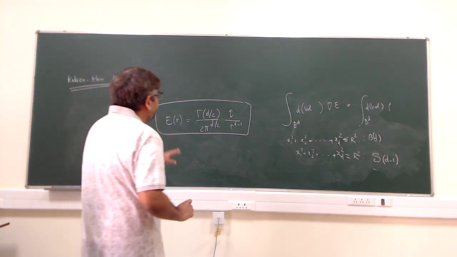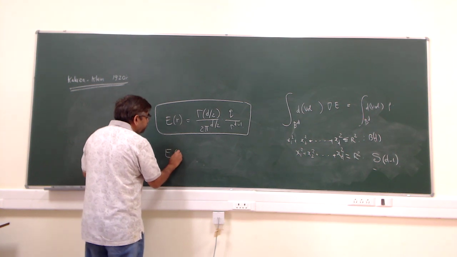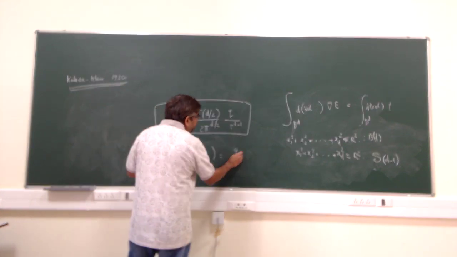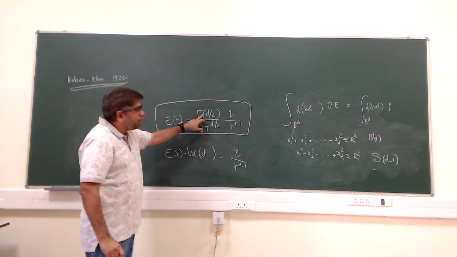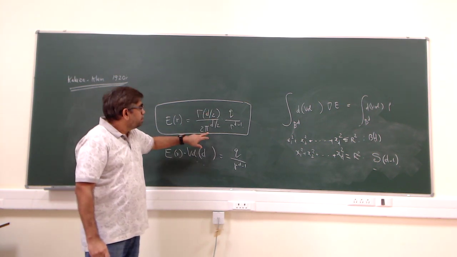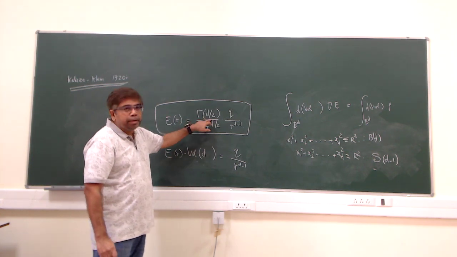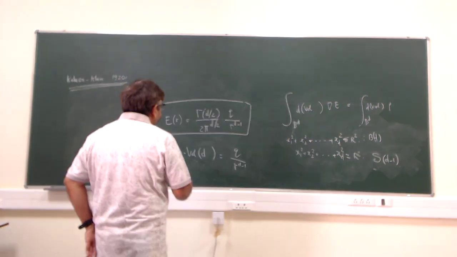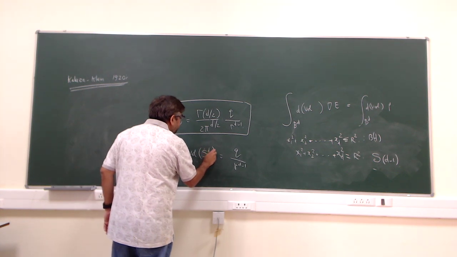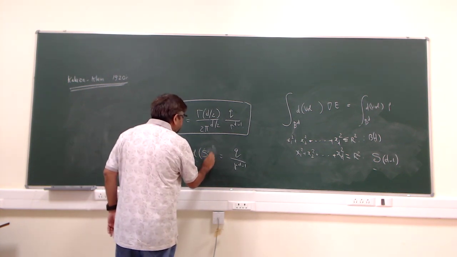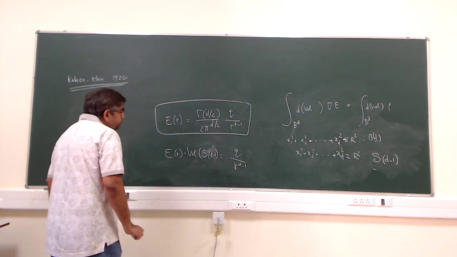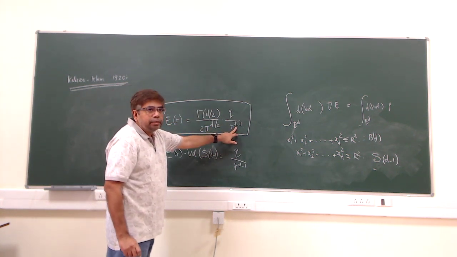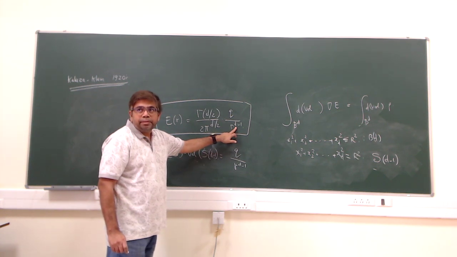In a way, you can rewrite it as E of r times the volume of S d minus 1 is equal to Q by r power d minus 1. And this volume factor is nothing but this. You can calculate this volume factor essentially. This volume factor is given by 2 pi power d by 2 over gamma of d by 2. Okay? So the electric field has a volume suppression as well as an increase in the dimensions of the r sitting here.